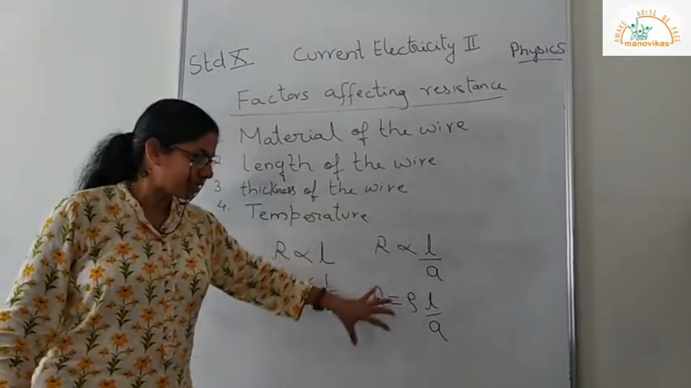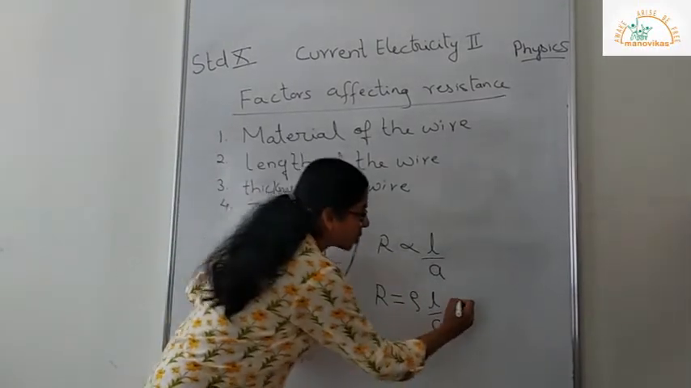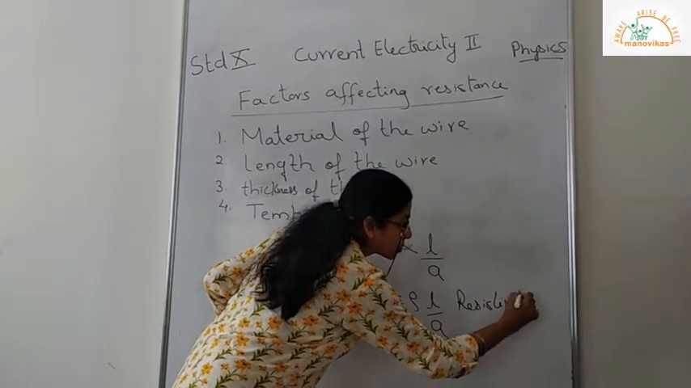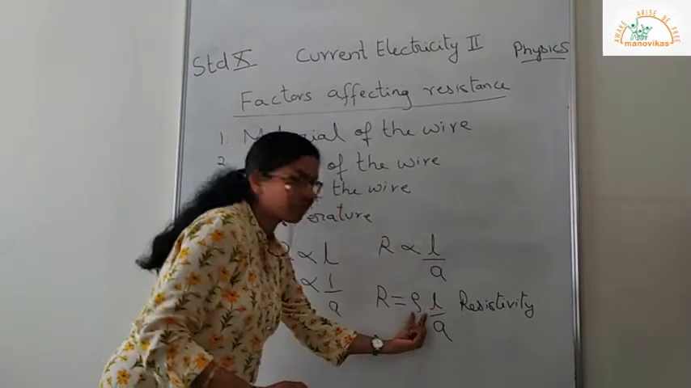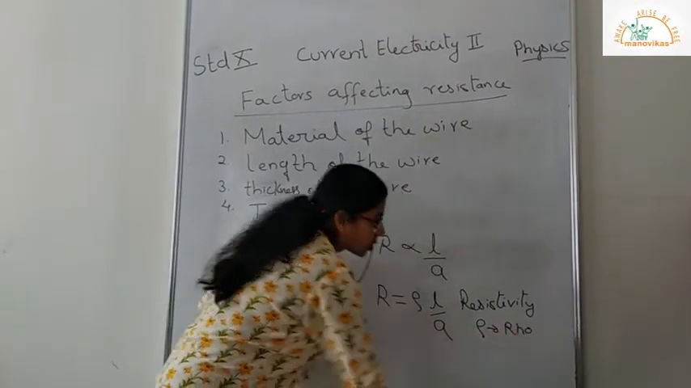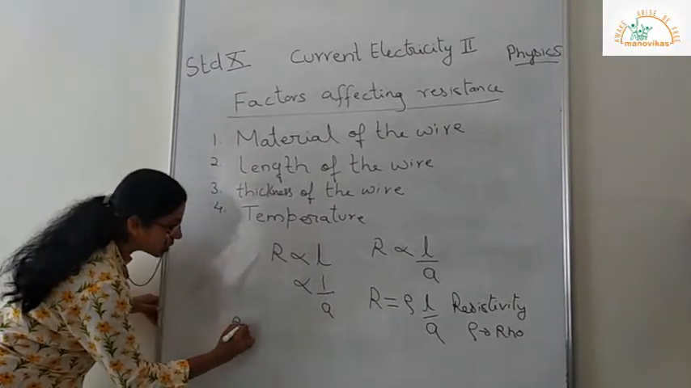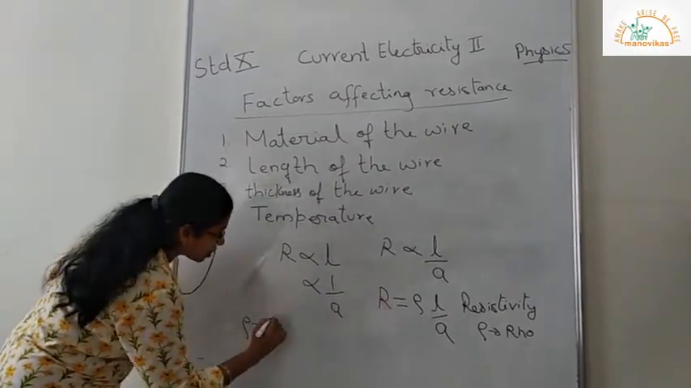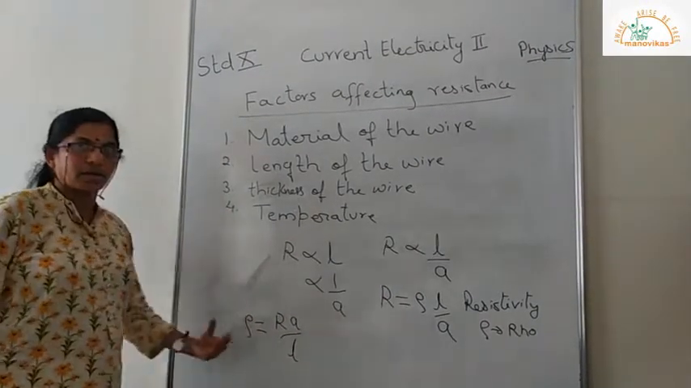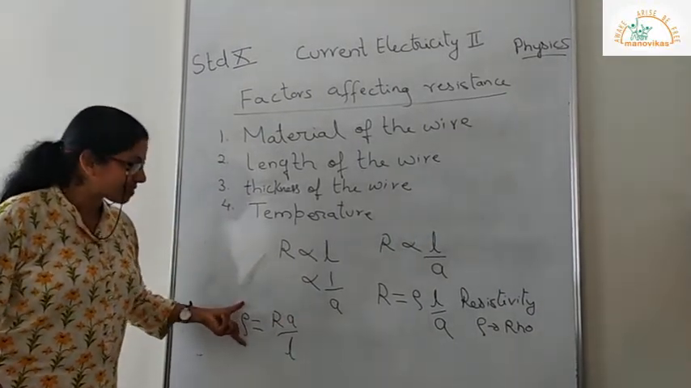Correct? So now I am going to write this equation in terms of rho. This is called resistivity, denoted by the Greek letter rho. In terms of resistivity, I can write rho is equal to R times A upon L. Now I will come to the unit of resistivity.